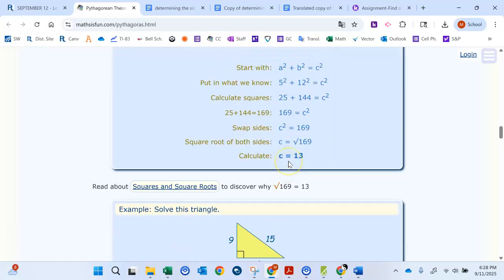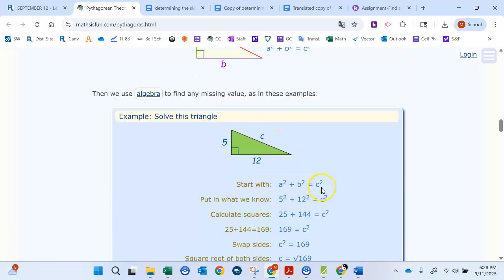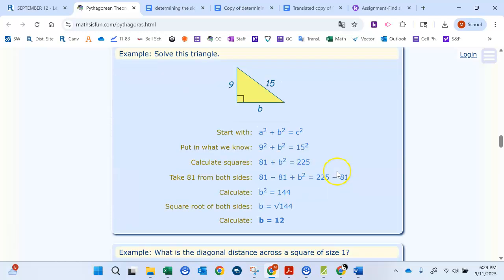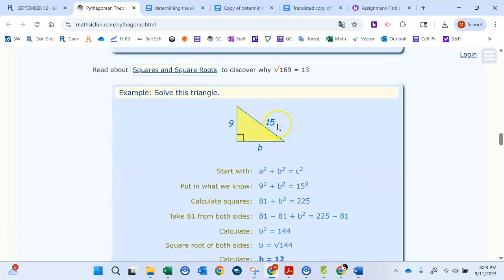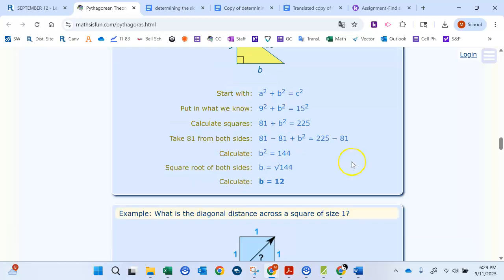Here it's different. So here, the C is what you're trying to find, but you have the legs. These are called the legs. So those can be A or B. This can be A or B. This can be A or B, but this can only be C, okay? Here, this 15 has to be C. It has to be C. 9 can be A or B. So that's what they did. So look at the work on it.